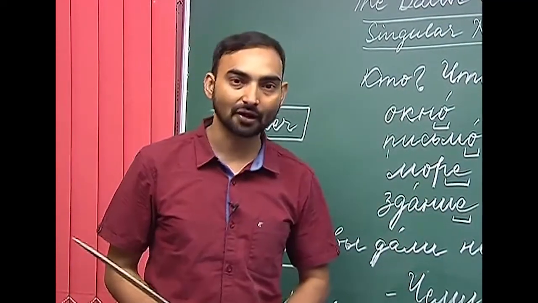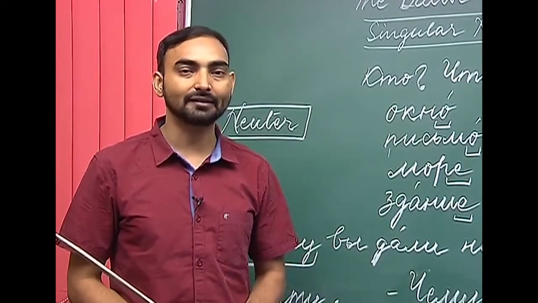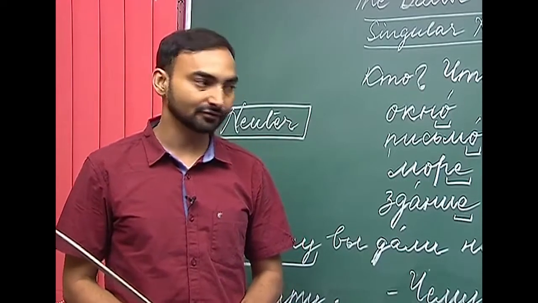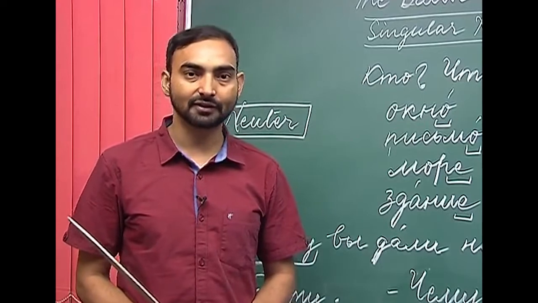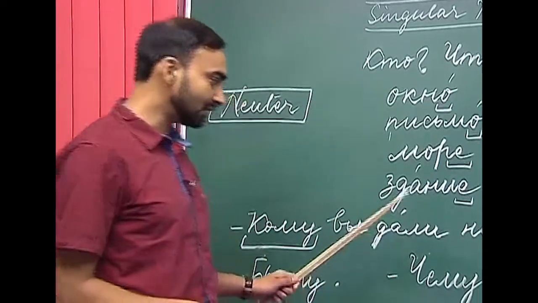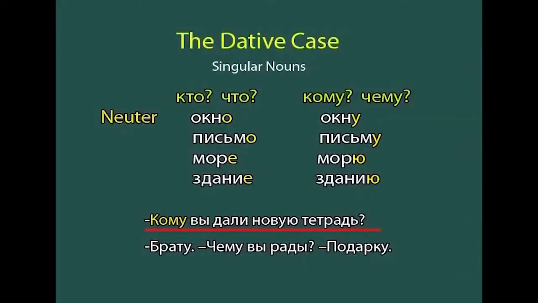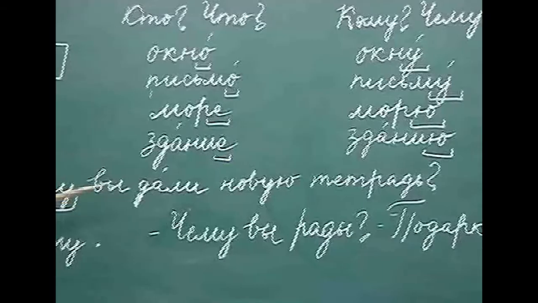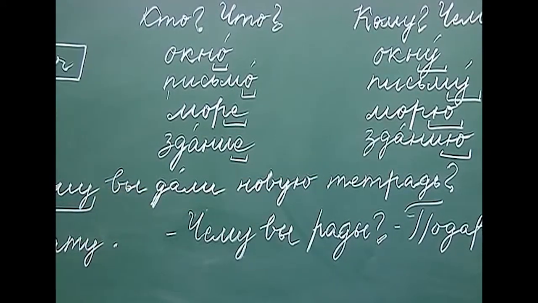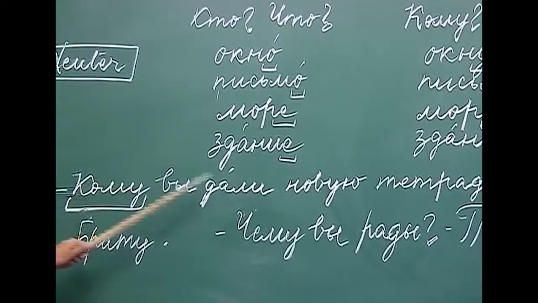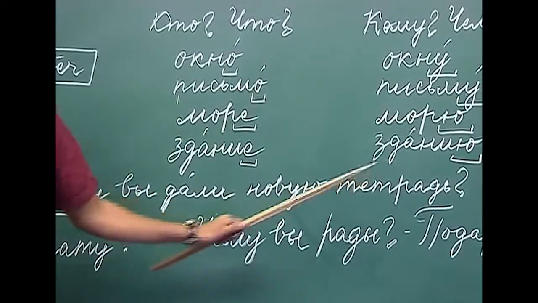We have now discussed masculine, feminine and neuter gender nouns and their declension in the dative case. Now let us look at some examples where we have used the nouns in the dative case. I have written a couple of questions here and then their answers. Kamu vidali noviu chitraj? Kamu is to whom, that you already know, to give. Noviu chitraj, a new notebook.